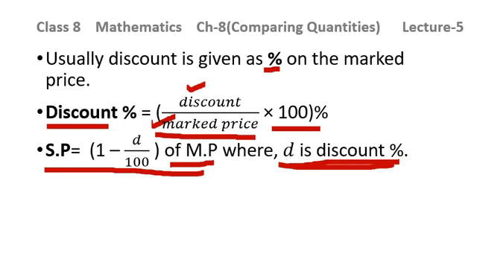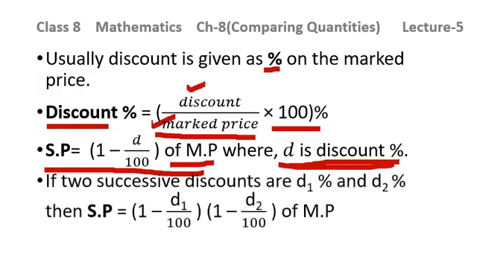We have derived this formula from marked price minus discount, and then if discount is given to you in percentage, then SP will be (1 minus D over 100) into MP. And if two successive discounts are D1% and D2%, these are the two successive discounts we have discussed also in detail in the previous lecture.